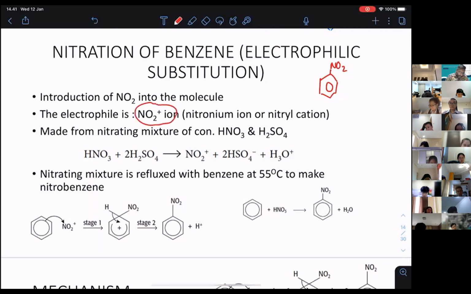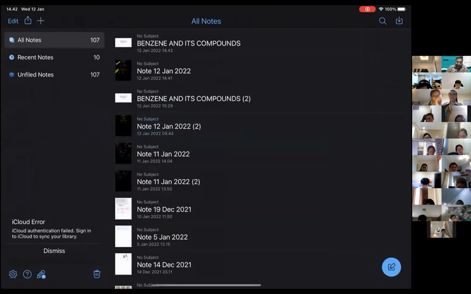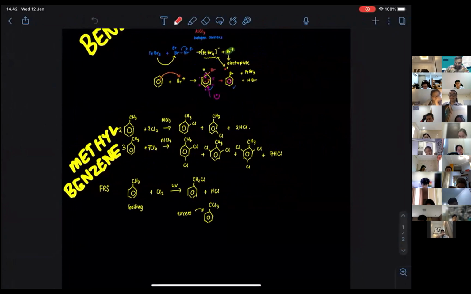The actual name is nitronium ion or nitryl cation. Is it important to memorize the name? Actually, not necessary. NO2 plus is okay already. As long as you know NO2 plus is the electrophile, it is okay. Now, how you make the electrophile is almost the same concept as how you make the electrophile for this one.